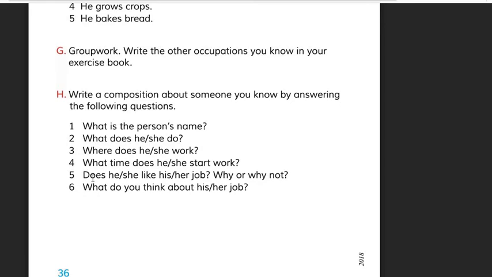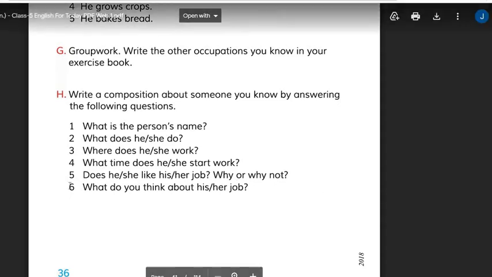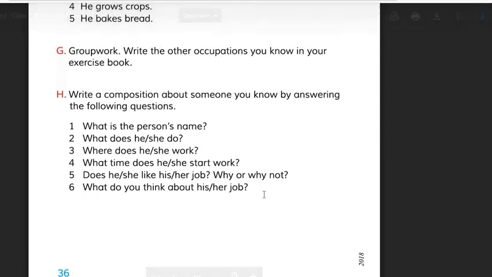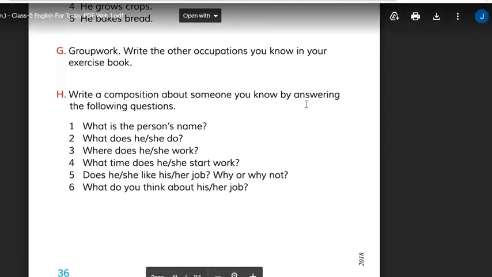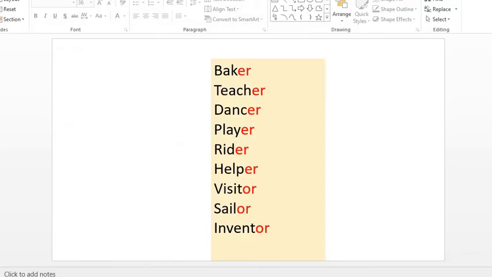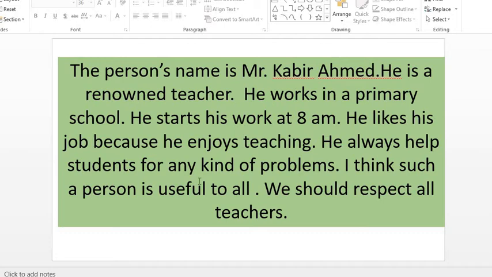Number 5. Does he or she like his or her job? Do you know why? Why do you think that he likes his job? He or she likes her job. Why or why not? And the last question, what do you think about his or her job? Think about it, and you can take help from this writing.